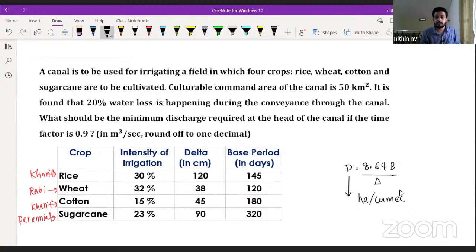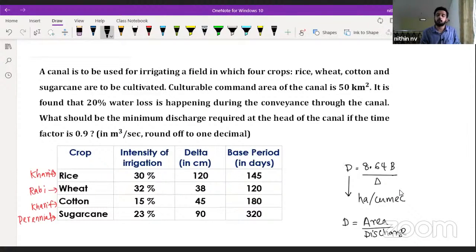What is the meaning of this? Cumec means meter cube per second. If you are giving 1 cumec of water, or 1 meter cube per second of water, throughout this base period B, how many hectares of area can you irrigate? That is the meaning of duty. Okay, so what can I write? Duty is nothing but area divided by discharge in cumec.